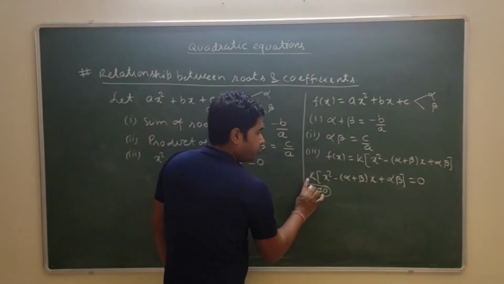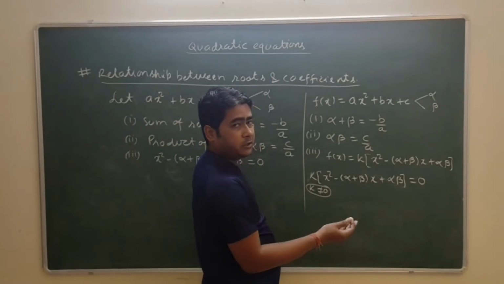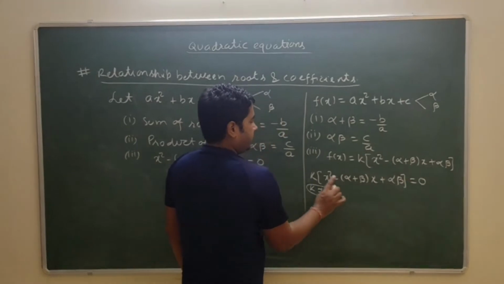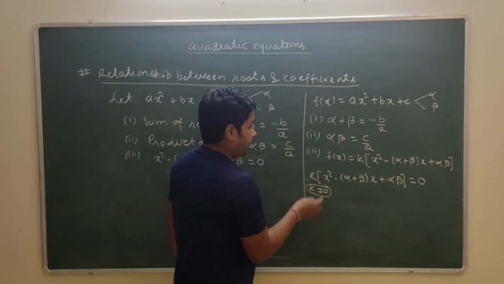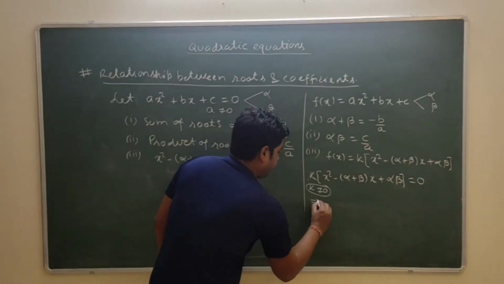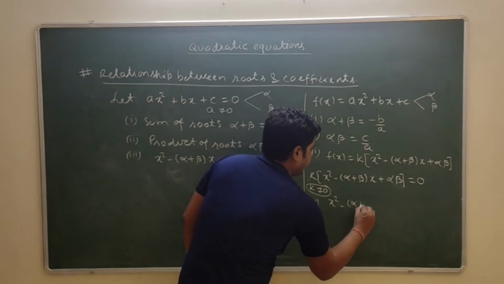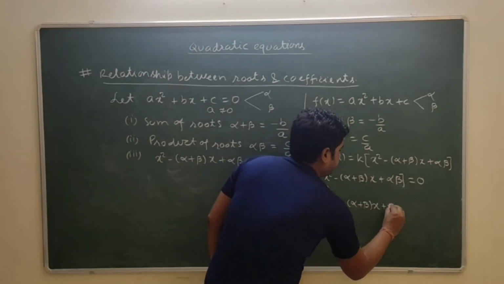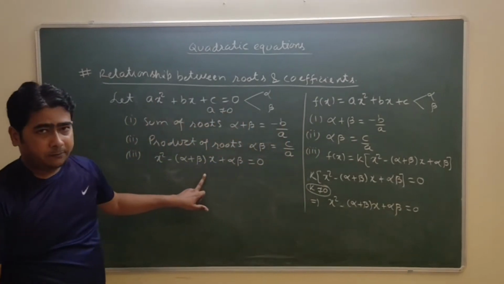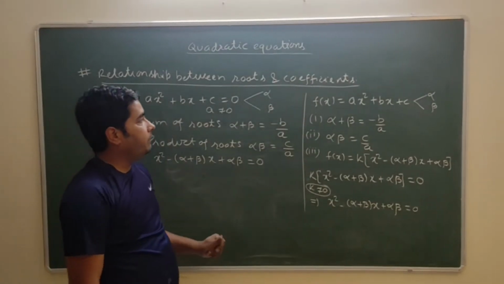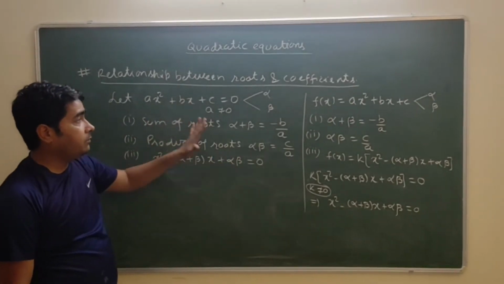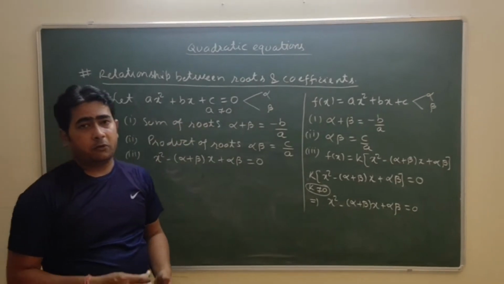So k is not equal to 0 means we can divide both sides of this equation, since this is an equation because we have the right side also. So we can divide this equation by this constant number because it is not equal to 0. If it is equal to 0, we cannot divide by 0, right? Because 0 by 0 is not defined. So this will be x square minus alpha plus beta multiplied by x plus alpha into beta, and this will be equal to 0. This is what this format is. So there is very much similarity between the quadratic polynomial and quadratic equations. So this is the relationship between roots and coefficients of any given quadratic equation.